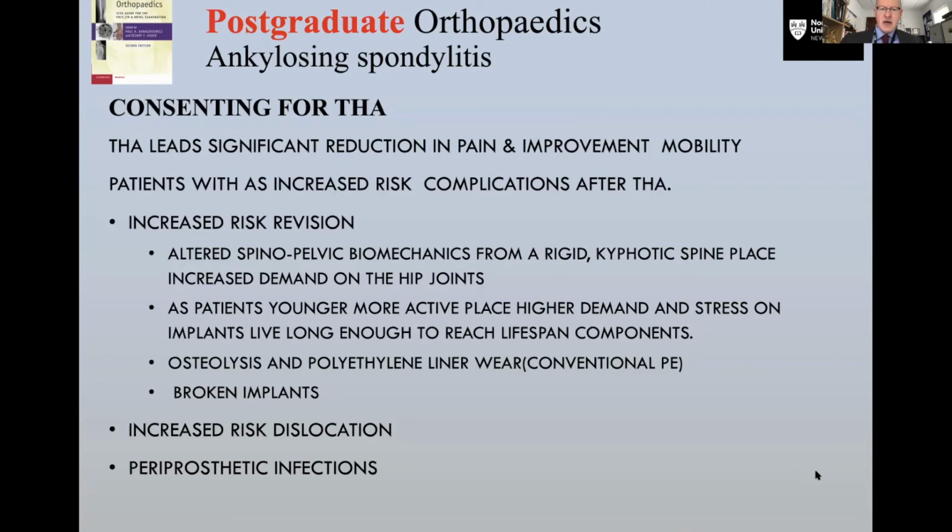As the patients are younger and more active, they place high demands and stress on the implant, and many times live long enough to reach the lifespan of the components. And that's why we can see quite a lot of broken implants in this condition. A lot of the older studies showed that there was excessive osteolysis and polyethylene wear, but this was related to conventional polyethylene. So we may find with the highly crosslinked poly that this is not as big an issue as previously. There is an increased risk of dislocation, and there is an increased risk of periprosthetic infection.